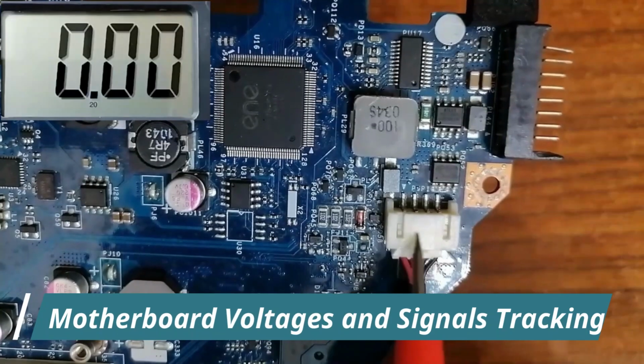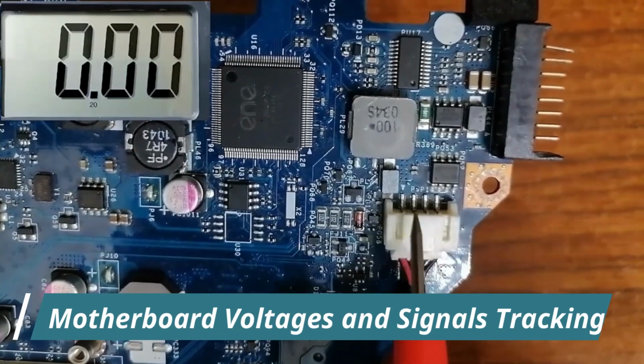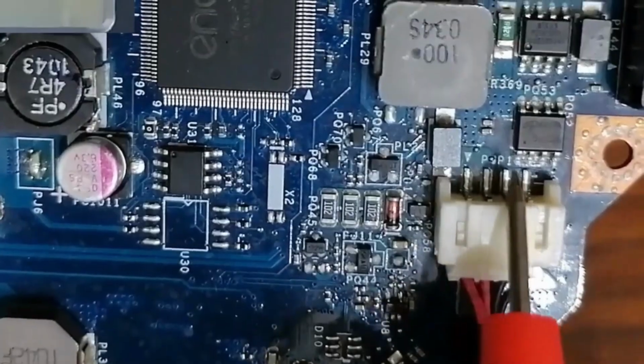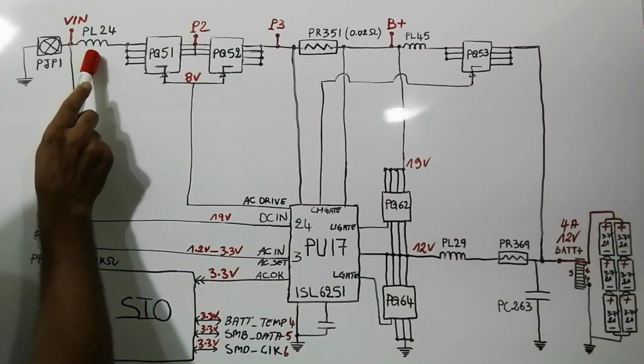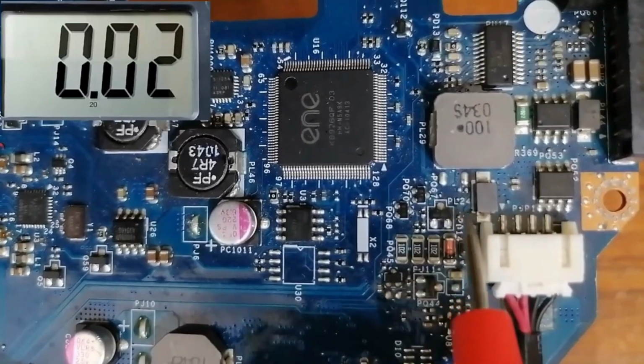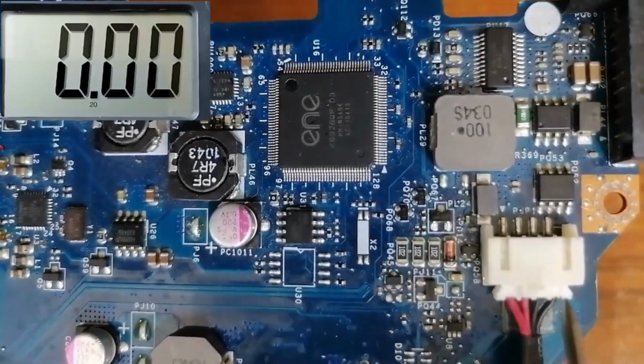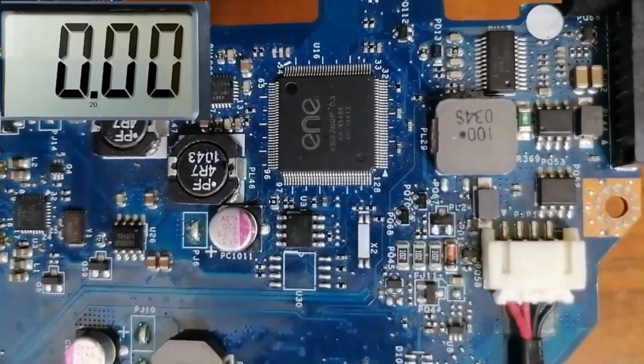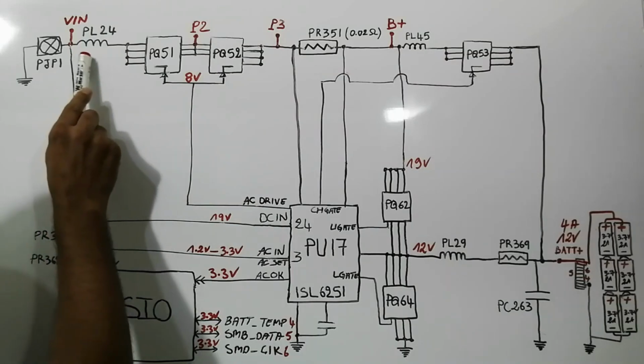So this is the DC jack in the motherboard. We have the PL24 inductor, this one, next to the DC jack. This is the input inductor.